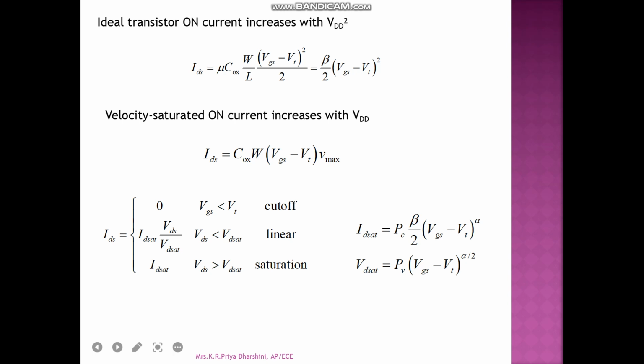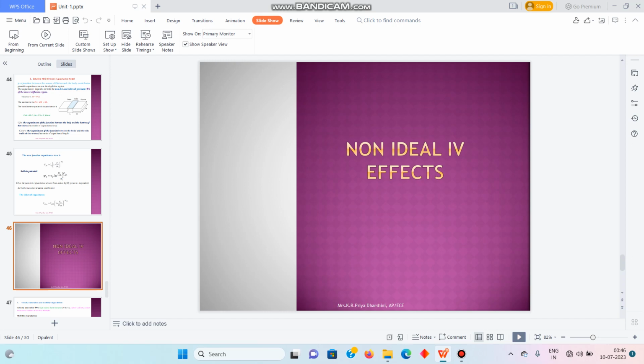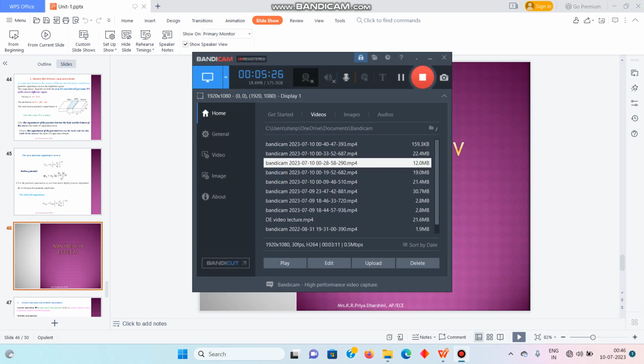IDS can be written with three different criteria: the cutoff region, linear region, and saturation region. When VGS is less than VT, it is 0. In the linear region, when VDS is less than VD saturation, the current is ID saturation into VDS divided by VD saturation. For the saturation region, VDS should be greater than VD saturation, and it is called ID sat. ID sat can be written as Pc into beta divided by 2 into VGS minus VT the whole power alpha. VD saturation is equal to Pv into VGS minus VT the whole power alpha divided by 2. And that's all for the first unit about the non-ideal IV effects which we have seen here.